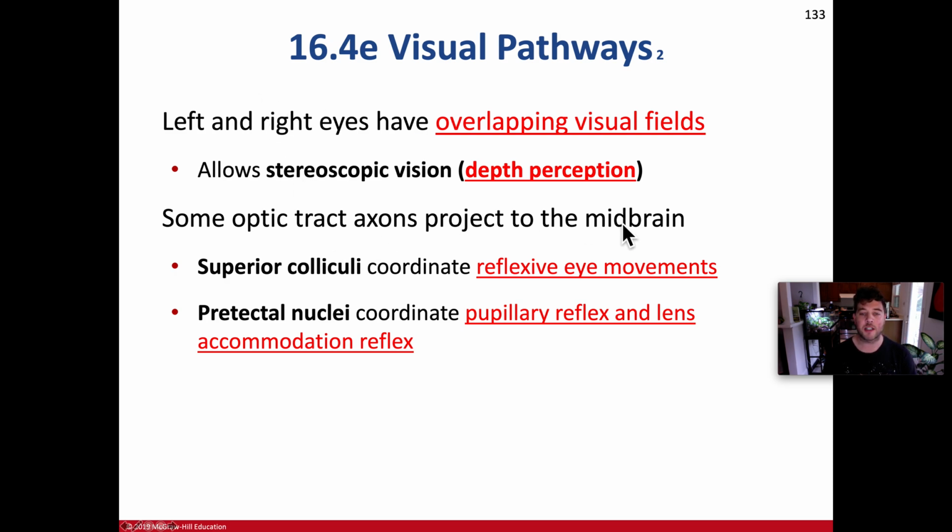You have some optic tracts projecting into the midbrain. The superior colliculi coordinate reflexive eye movement, so if you see something coming out of the corner of your eye, it'll jump over there. And the pretectal nuclei coordinate pupillary reflex and lens accommodation.